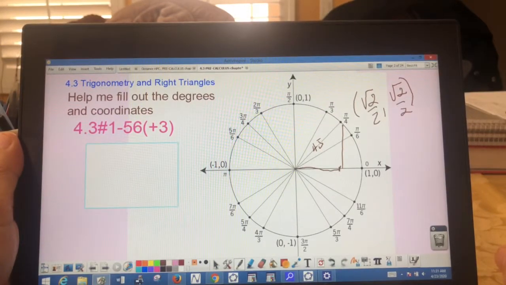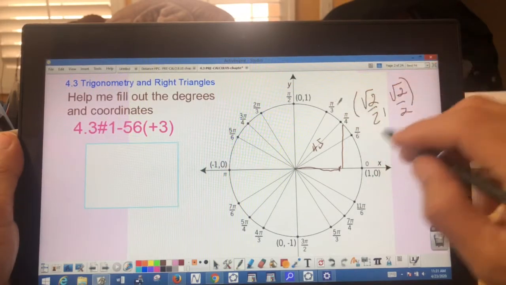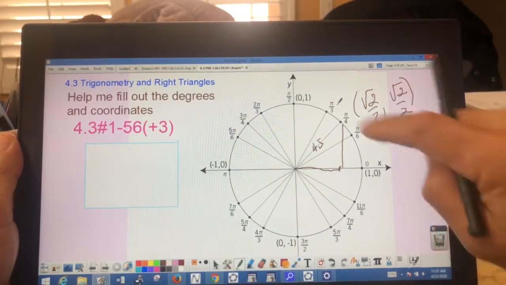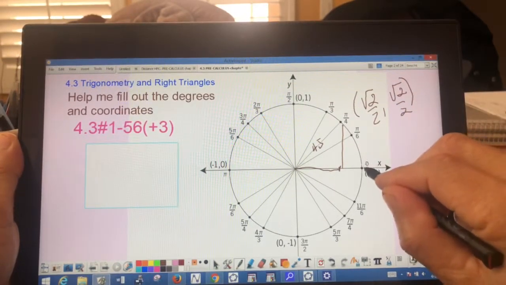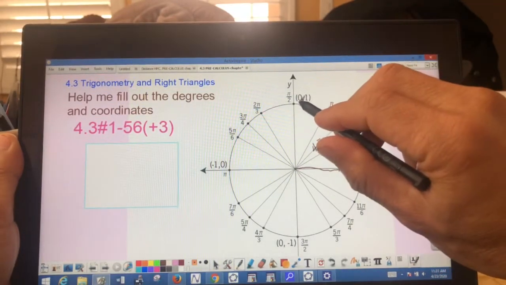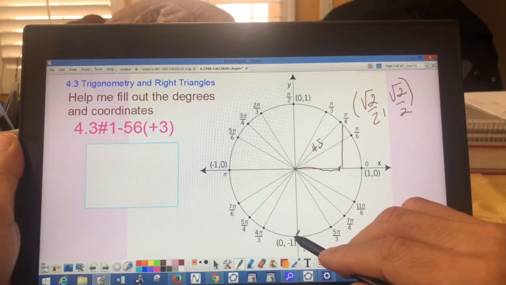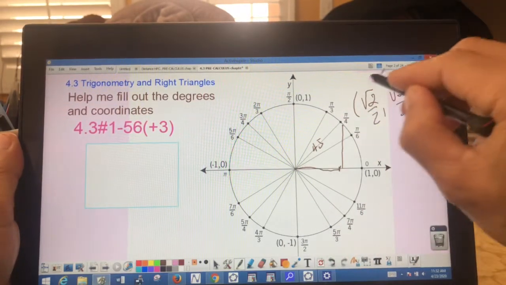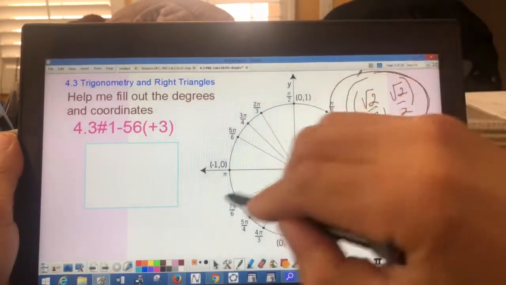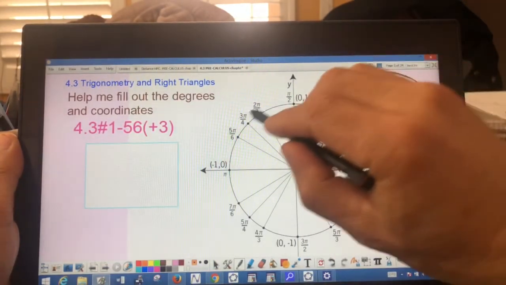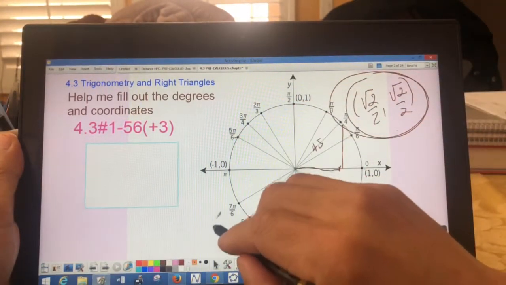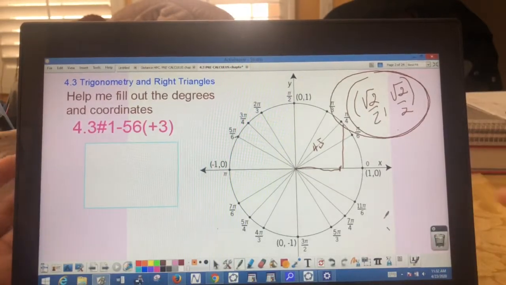Now having these points memorized, there's only 3 points you have to remember, because all these are coordinate points: 1, 0; 0, 1; negative 1, 0; 0, negative 1. And having all these points memorized, you can translate them into the second, third, and fourth quadrants, just by adding the negative signs to them.